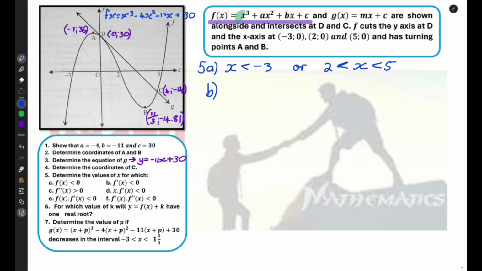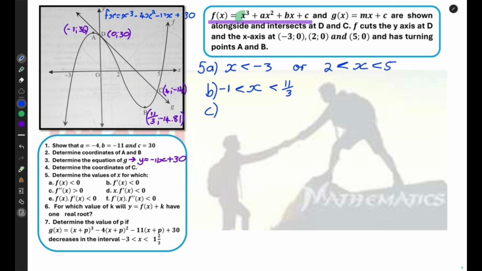Question B, where is the derivative smaller than 0? Now, remember, we said that is when the graph is decreasing. So I'm looking at my two turning points, and I'm looking at the x value. So I can say it's decreasing when x lies between minus 1 and 11 over 3. I don't need to do anything else. That is what they want. Question 5c now complicates things again, because now they're asking me for the double derivative, and that always has to do with the point of inflection.